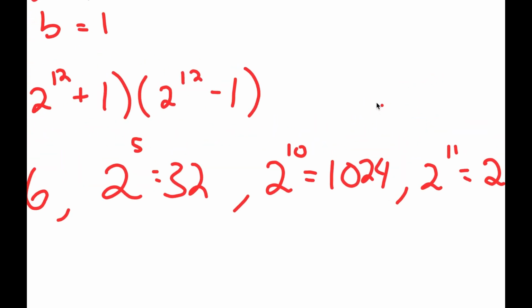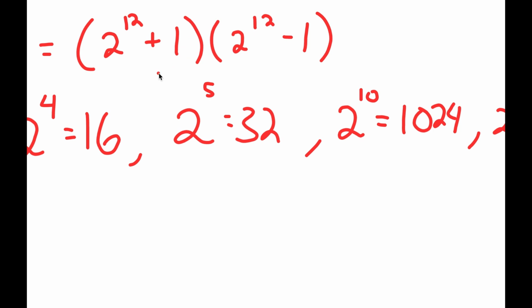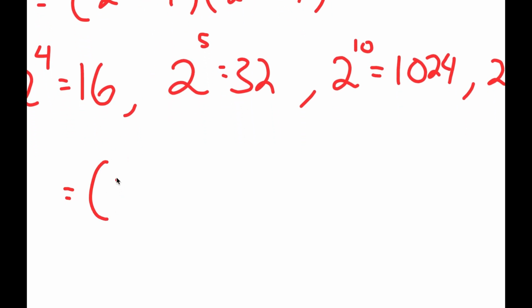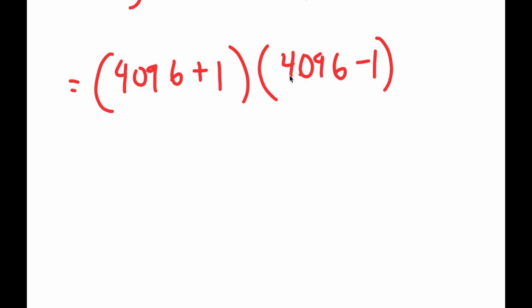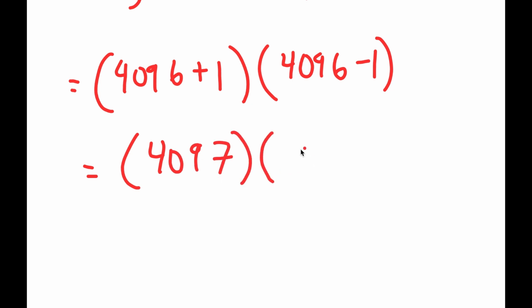So now if I plug this value back into my problem here, I get 4096 plus 1 times 4096 minus 1. Now 4096 plus 1 is obviously equal to 4097, and 4096 minus 1 is equal to 4095. So now I'm left with 4097 times 4095.